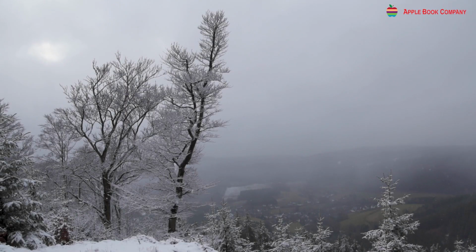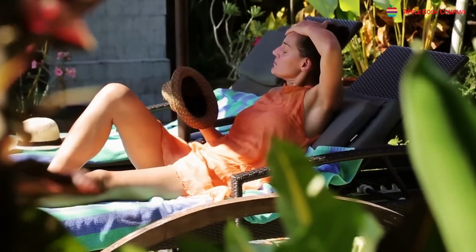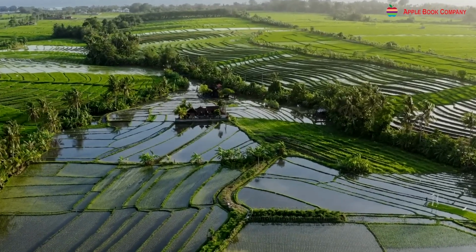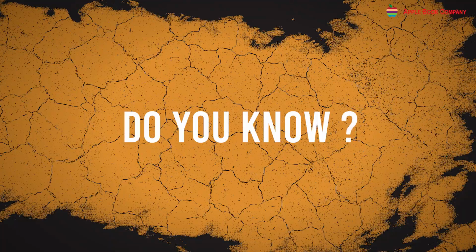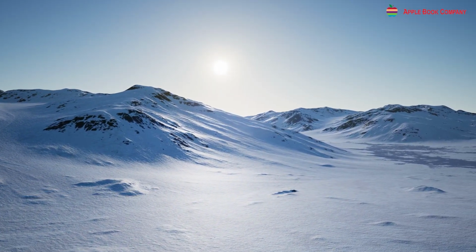The northern hemisphere has a continental climate with cold winters and hot, humid summers. And the southern hemisphere has a moderate climate with pleasant weather throughout the year. Do you know Antarctica is the only continent without grasslands?